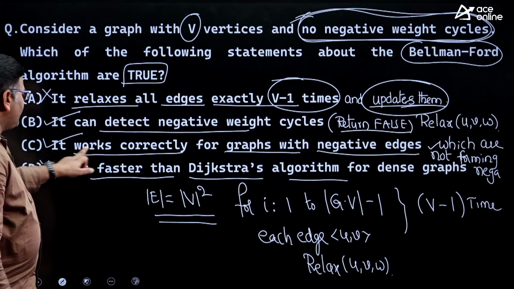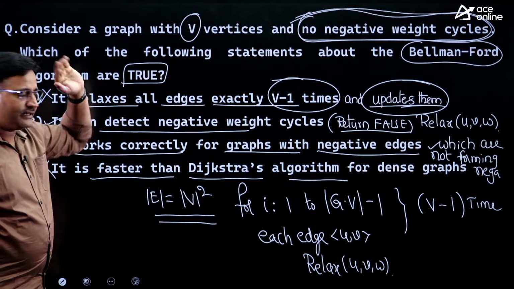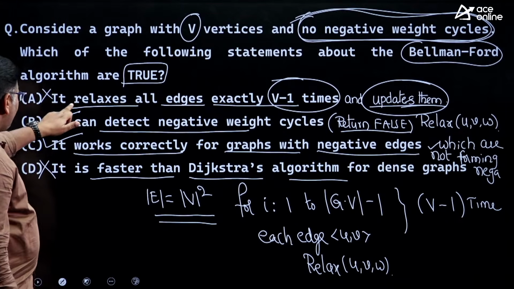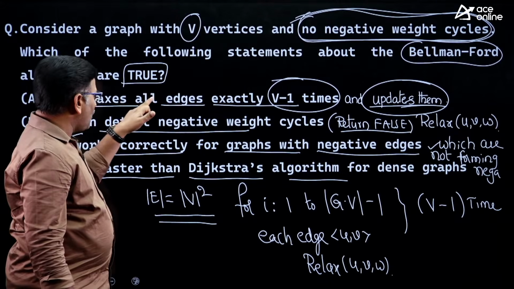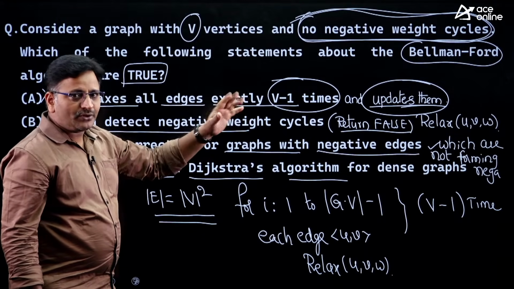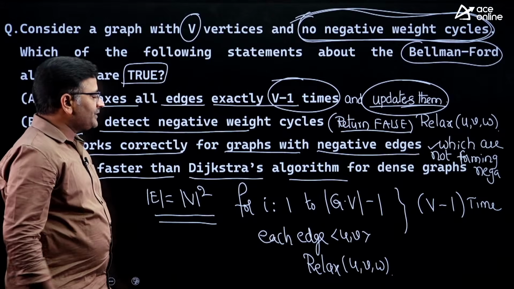So it works correctly for graphs with negative edges which do not have a negative edge cycle, correct. It can detect a negative edge cycle, yes, that is correct. This statement we have to write properly, friends. It relaxes all edges exactly V minus 1 times and updates every time, which is not correct. Sometimes it may update, sometimes it may not be updated. So this is a question we need to remember.